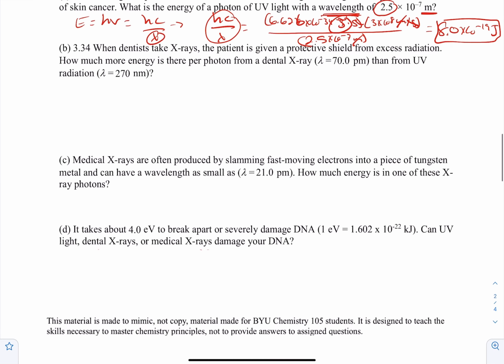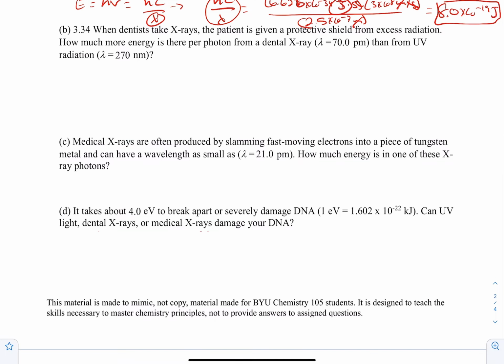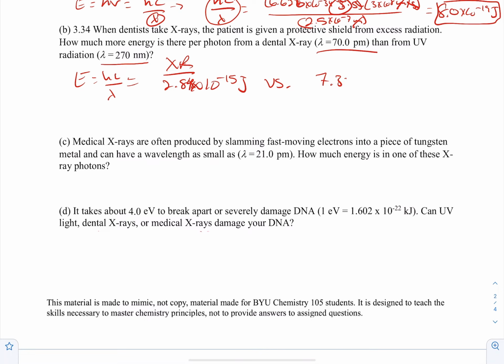When dentists take x-rays, the patient is given a protective shield from excessive radiation. How much more energy is there per photon from a dental x-ray at this wavelength than from a UV radiation at this wavelength? Really, all we have to do is find the value of each one. E is equal to hc over lambda for both. Just to save time, I've already solved these. If you plug these into your calculator correctly, for x-ray, 2.84 times 10 to the negative 15 joules, versus 7.36 times 10 to the negative 19th joules for UV.